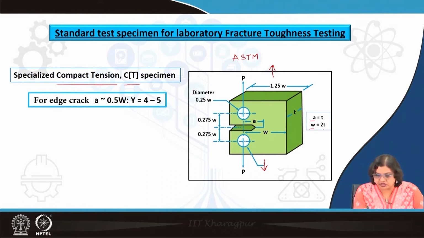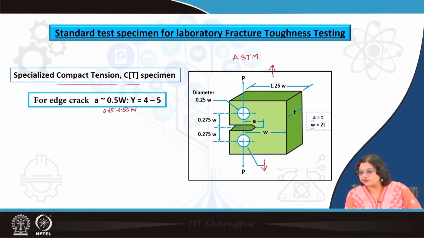So, this is an edge crack, and for this a, the total length of a is almost 0.5 W, okay, 0.45 to 0.55 to be very specific. So, that means half of the width is the crack length. Of course, this violates the basic concepts by which we can determine y equals 1.12 for an edge crack. Rather, y increases to a much higher value, which is around 4 to 5.